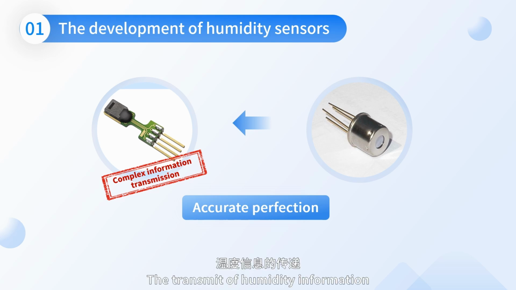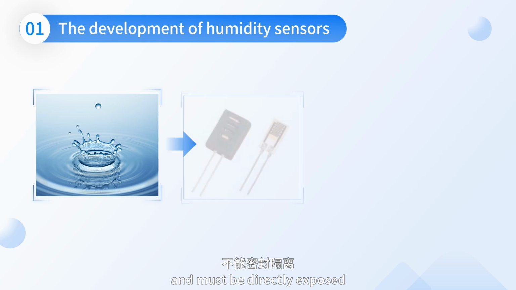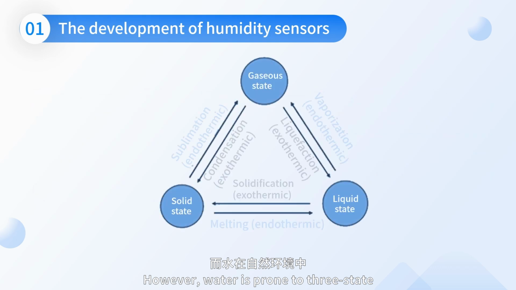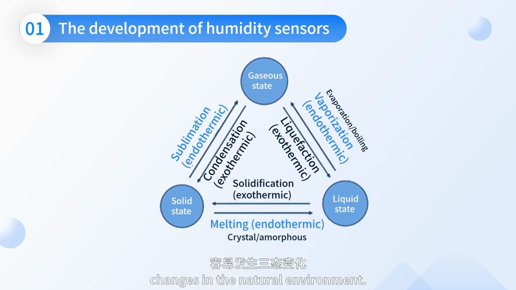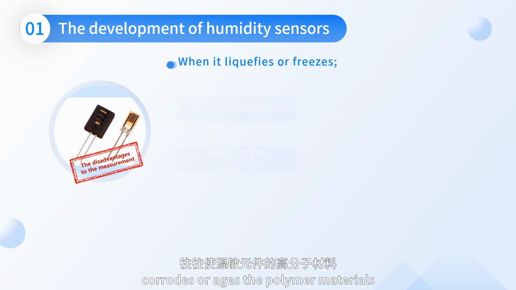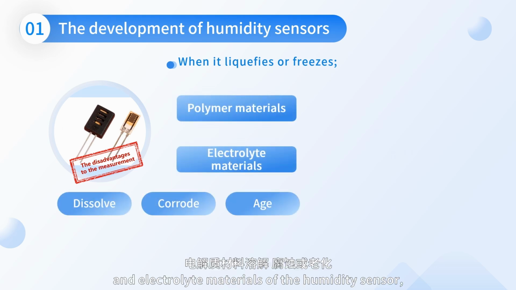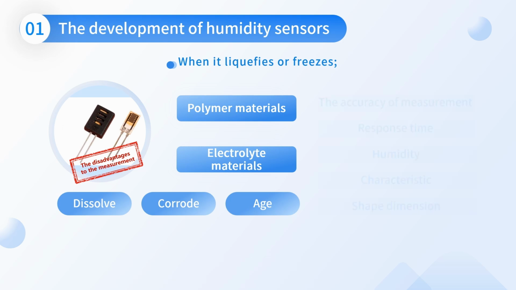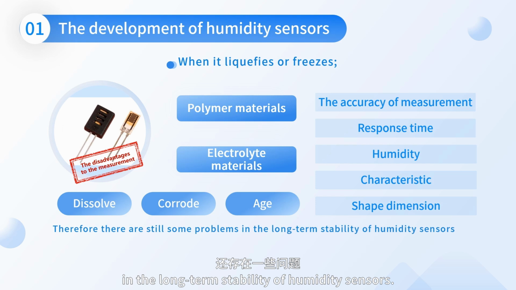The transmission of humidity information must be completed by the direct contact of the information material, water, to the humidity sensor, so the humidity sensor cannot be sealed and isolated and must be directly exposed to the environment to be tested. However, water is prone to three-state changes in the natural environment. When it liquefies or freezes, it often dissolves, corrodes, or ages the polymer materials and electrolyte materials of the humidity sensor, which brings disadvantages to the measurement. Therefore, there are still some problems in the long-term stability of humidity sensors.